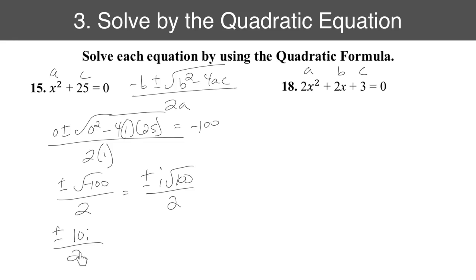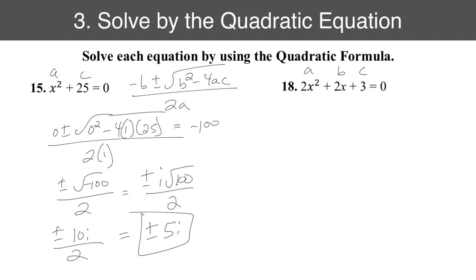So that will be plus or minus 10i over 2. And then we simplify. So that's 10i over 2. So 10 divided by 2 would be 5. So our final answer would be plus or minus 5i. And that would be our final answer. So the answer would be a positive 5i and a negative 5i. So that is the solution for x squared plus 25 equals 0. All right, now for the second one, we have 2x squared plus 2x plus 3.